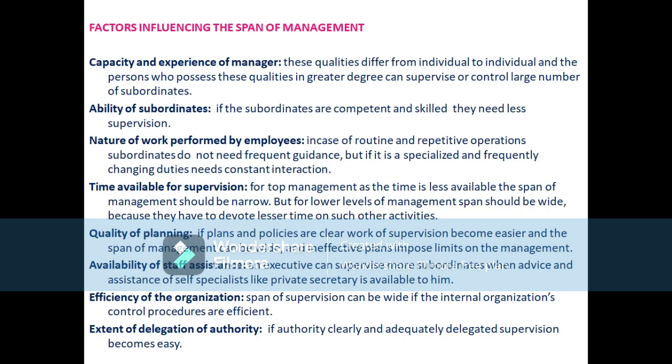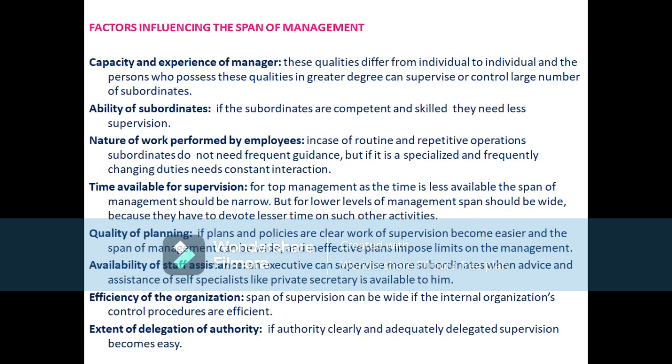Why? Because if they are efficient people, if they are skilled people, if there is quality of planning, all these lead to self confidence and self control of the subordinates. They will have clear roles and responsibilities, so according to that they will act. Therefore, if they are efficient, efficiency of the organization increases. That means the manager can manage more number of subordinates if the system is more efficient. More efficient in the sense that if we have some control procedures, controlling measures, controlling aspects, then it will definitely be efficient for the organization. Efficiency of organization can be seen, and finally, span of supervision can be wide.